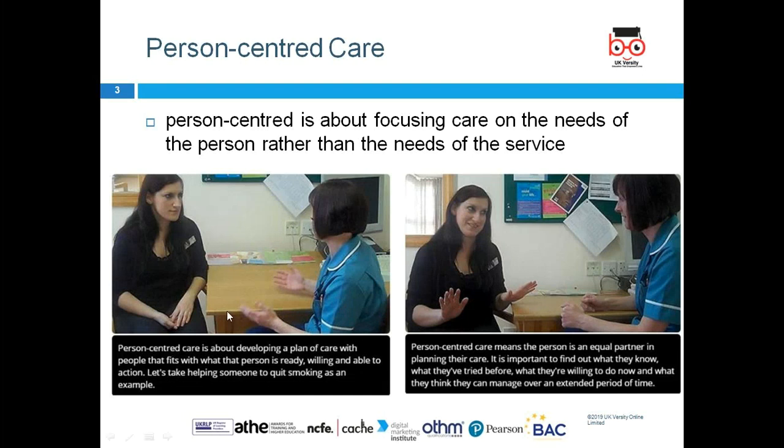So we've got a little scenario here. This is just a couple of pictures, an example of a person who wants to quit smoking and how they're actually helped to do that, but that they're actually an equal partner within that process. They're not just getting told you have to do A, B, C. They're having discussions: what will suit you, what will suit us, let's work together. So that is what person-centered care actually means.